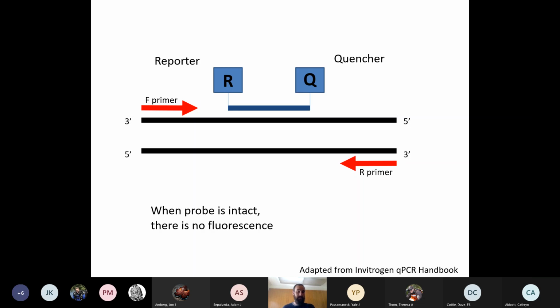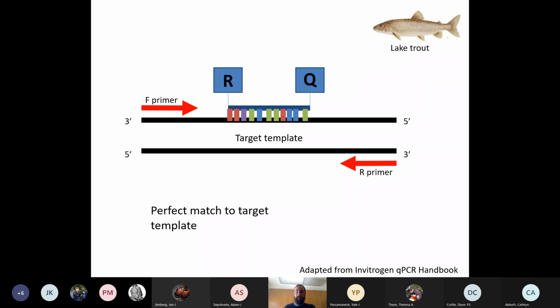qPCR typically uses a hydrolysis probe, sometimes referred to as a TaqMan probe, which is another single-stranded piece of DNA, an oligonucleotide that binds downstream of the forward primer. And as long as this oligo is intact, there's no release of fluorescence. Specifically, this probe needs to bind with basically a perfect match to the target DNA in order to anneal tightly.